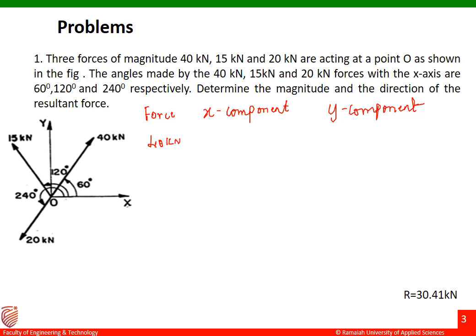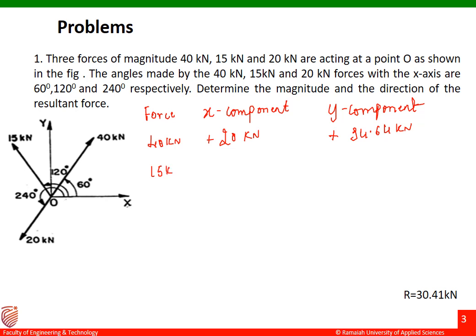What is the x component of that 40 kilonewton? It makes 60 degrees with respect to the x axis, so it is 40 cos 60. You'll get the answer as 20 kilonewton. This 40 kilonewton force is acting in the first quadrant, so X and Y components will be positive. The Y component will be 40 sine 60 degrees, and you'll get the answer as 34.64 kilonewton. This is regarding the first force.